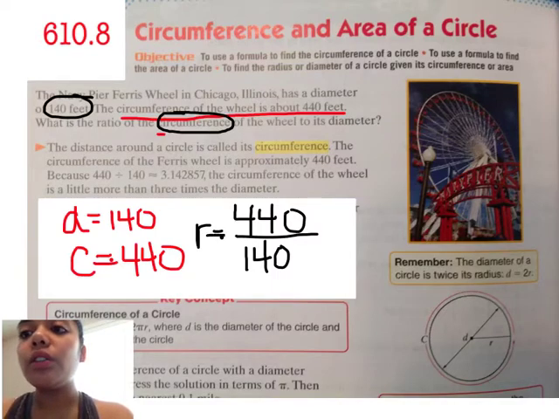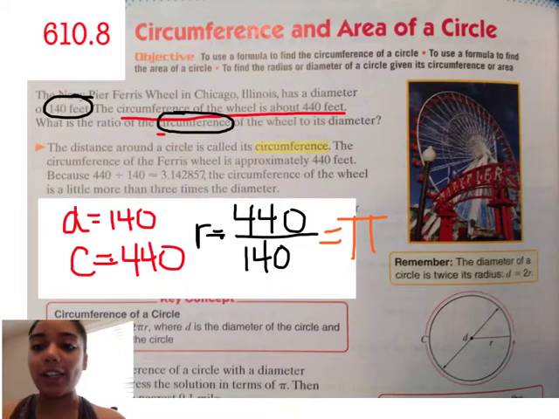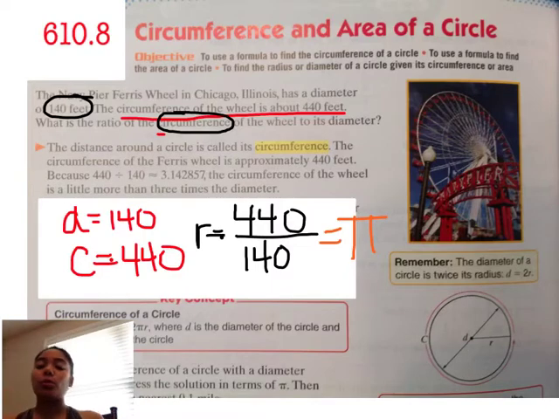So 440 divided by 140. If you have a calculator handy, I suggest you put that in your calculator, or you can divide it out. But it will take you a very, very long time because it's actually a non-terminating decimal. What happens is 440 divided by 140 will equal pi, which is a non-repeating, non-terminating decimal. I'm sorry.